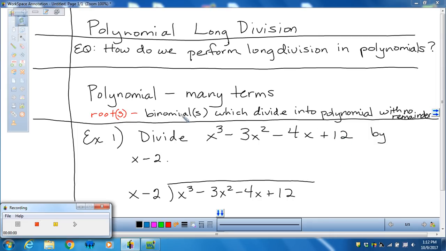Hello. This is our lesson today on polynomial long division. Our essential question is, how do we perform long division in polynomials?